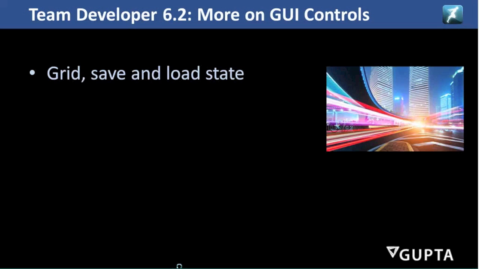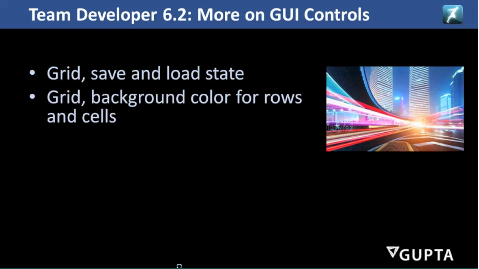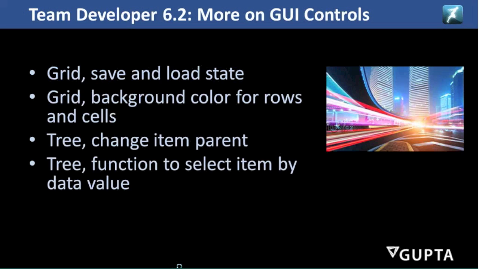So what other things? You can save and load the state of a grid, including if it has a summary bar enabled, if it has the group by box open, if it has group by columns, if it has ordered by columns, and all that will be saved to an XML file, and you can load that XML file to present your users the last version of the customized grid they use, for example. Grid background color for rows and cells. You can change the item parent of a tree to quickly move around subtrees of a tree or branches of a tree. A new tree function to select the item by a data value.